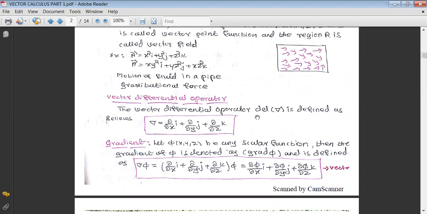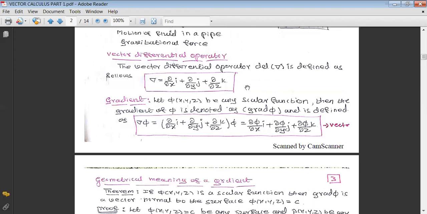The vector differential operator is denoted by the Greek letter del and is defined as del equal to dou by dou x i plus dou by dou y j plus dou by dou z k, where dou by dou x represents the partial derivative with respect to x, this is the partial derivative with respect to y, this is the partial derivative with respect to z, and i, j, k are the unit vectors along the coordinate axes. Once we are familiar with the vector differential operator del, we can define three important concepts of vector calculus: one is the gradient of a scalar function, the next is divergence, and one more is curl.